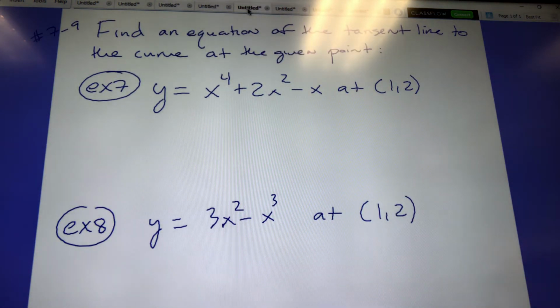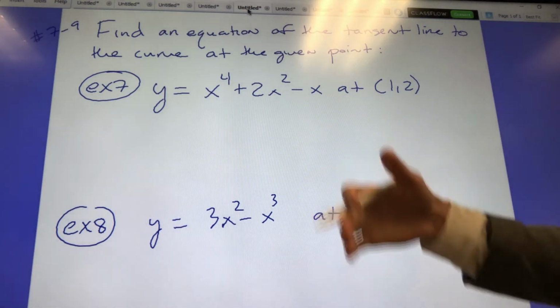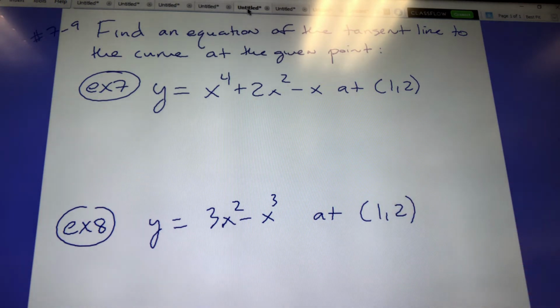All right, find an equation of the tangent line to the curve at the given point. Folks, you were using a derivative definition when we did this last chapter. Now, we handled things to the third power, but not to the fourth. Okay, we had to use synthetic division.